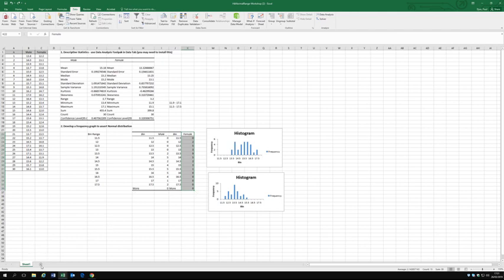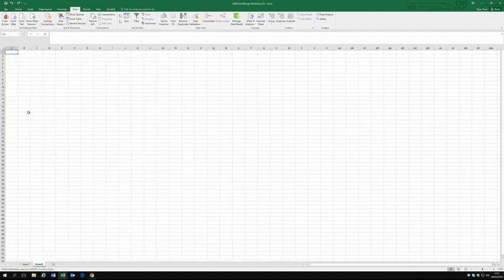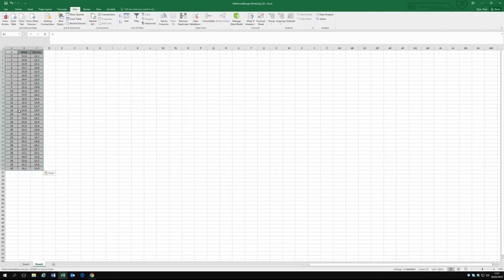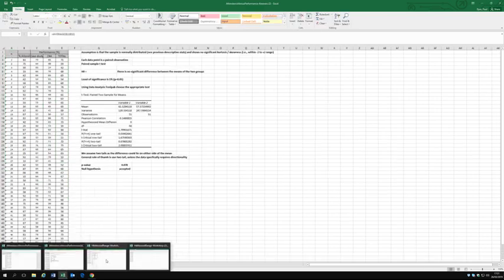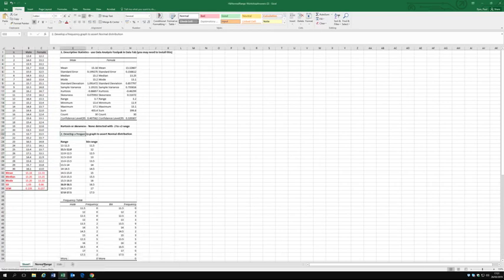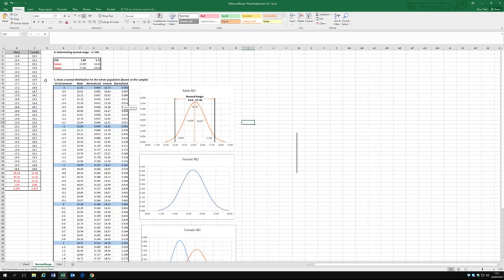Okay, so the next thing to do is we're going to look at developing a normal distribution for our data set. So I'm going to create a new sheet. I'm just going to highlight where we're at in terms of the answer sheet. So we're going to look at male and female. We're going to develop a normal range, and then we're going to draw a normal distribution for the whole population based on this sample.